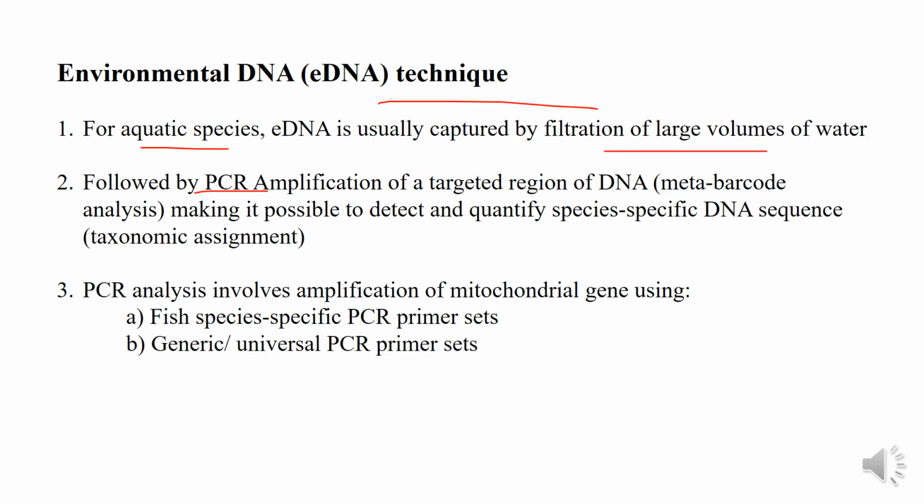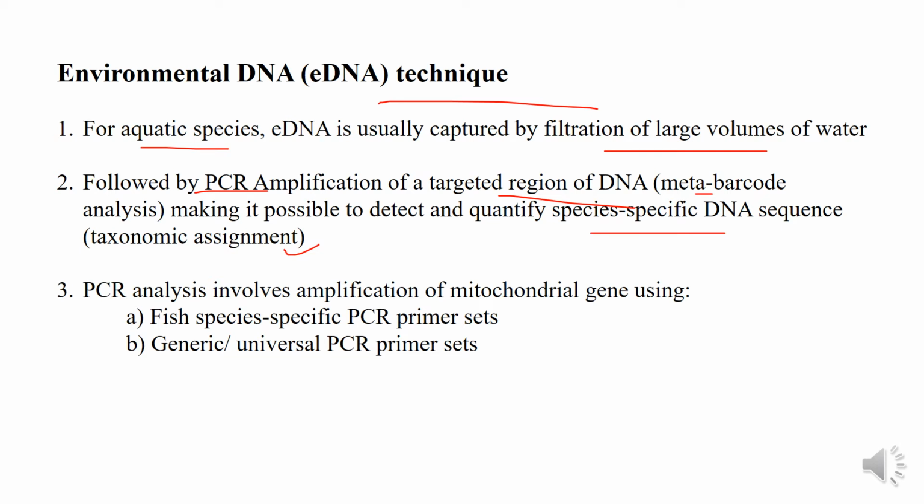So it's a good technique: if you have a very low DNA sample, by using PCR you can amplify your low sample into a high sample. Amplification is very important for a targeted region of DNA, meaning a specific region. That is called metabarcode analysis, and it makes it possible to detect and quantify the species-specific DNA sequence, which is basically taxonomic assignment.